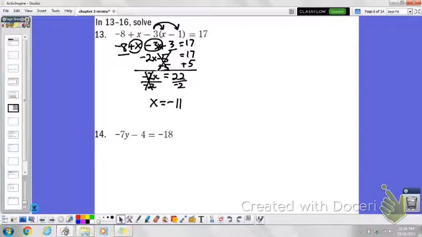Next one, number 14, we have negative 7y minus 4 equal to negative 18. First thing you do is add 4 to both sides.